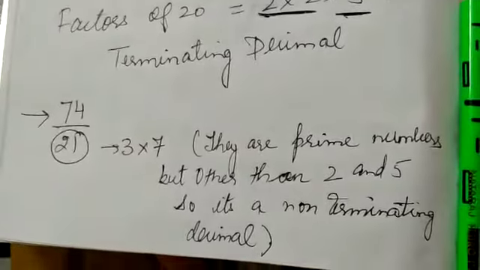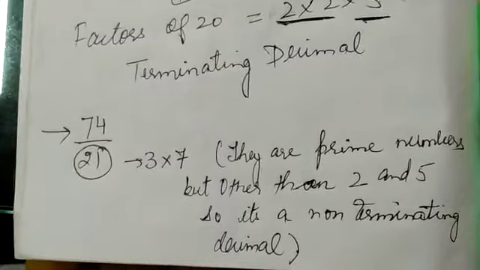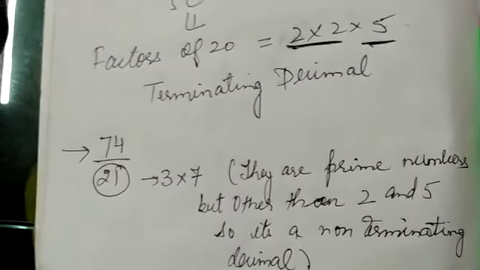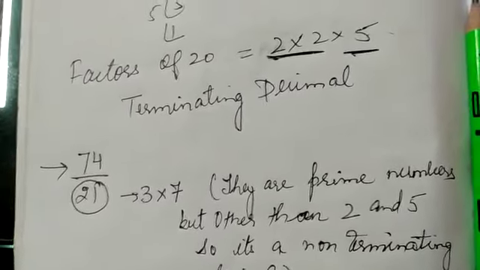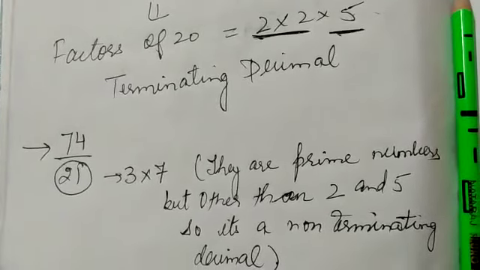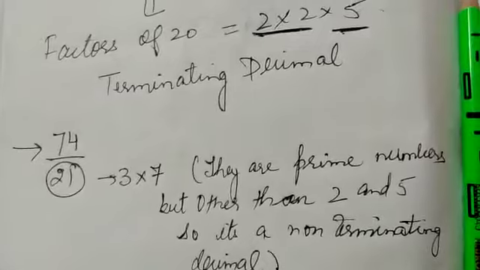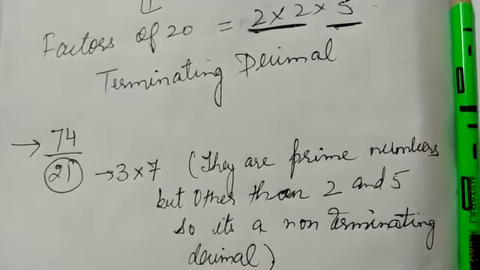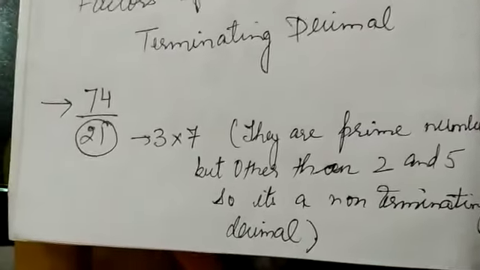Let's take one more example. 74 upon 21. Here 21 is the denominator. So the prime factors of 21 are going to be 3 into 7. 3 and 7 are prime numbers other than 2 and 5. So this given number 74 by 21 will be a non-terminating decimal.